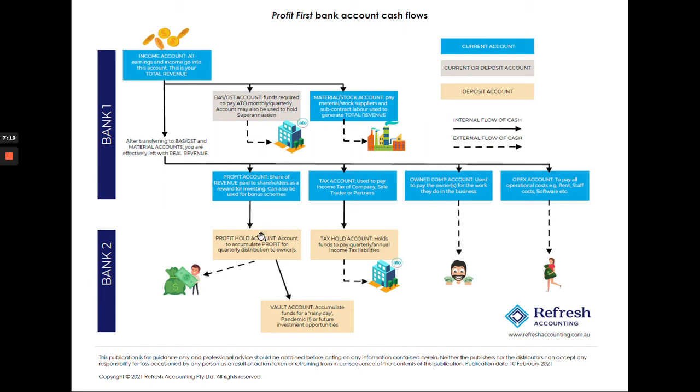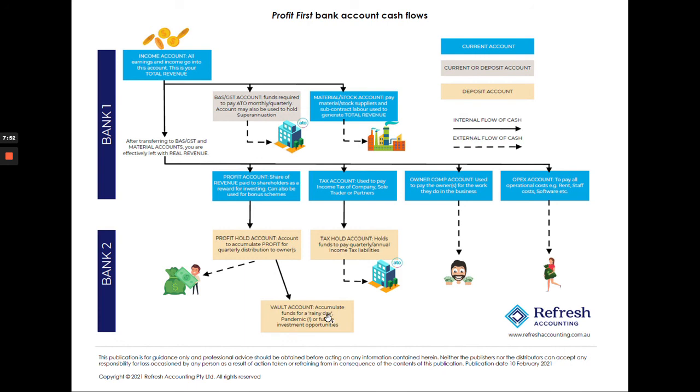The last three accounts on the diagram are all at bank 2, profit hold, tax hold, and vault. As has already been said, the profit hold account is used to accumulate business profit for distribution to the owners. Distribution occurs once per quarter, usually at the end of March, June, September, and December. It is recommended that you distribute half the funds that you have been accumulating in the profit hold account, with the other half either staying in the account or being transferred to the vault account.